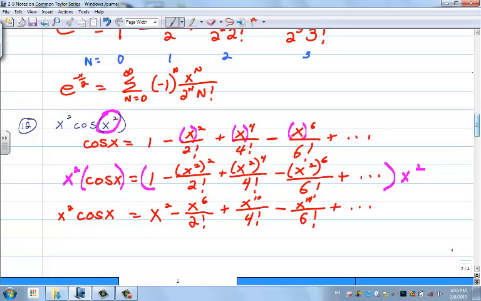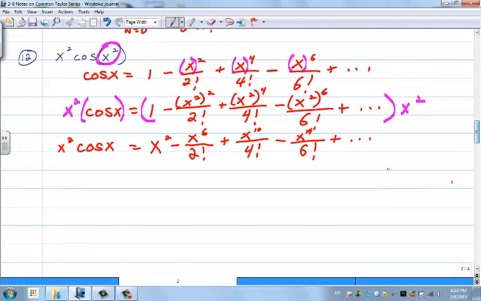Now, what would the pattern for this be? Well, you should always be looking for these patterns. I know you're always worried that I'm going to ask you this on a test and you're not going to be able to do it, but honestly, these are not that hard to find.